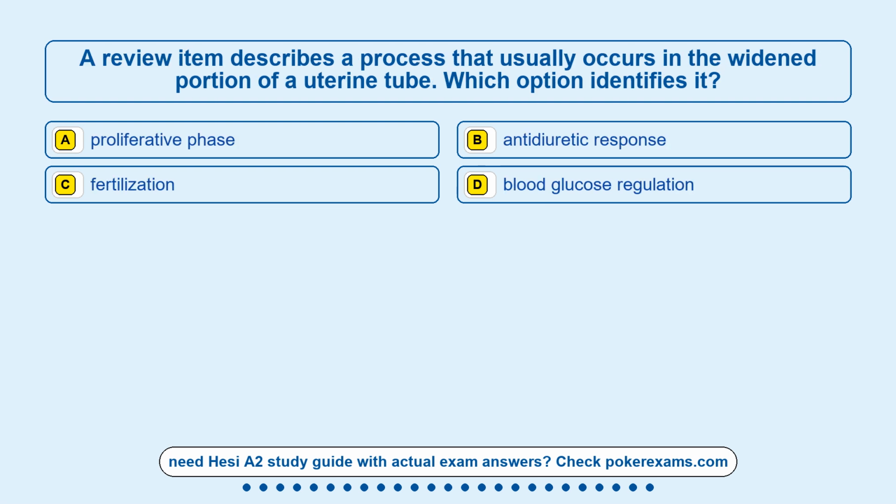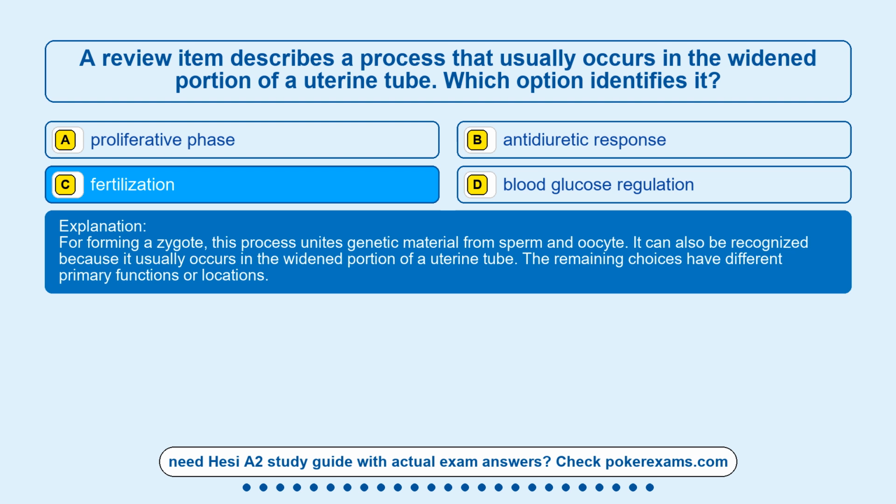Question 6. A review item describes a process that usually occurs in the widened portion of a uterine tube. Which option identifies it? Option A, proliferative phase. Option B, antidiuretic response. Option C, fertilization. Option D, blood glucose regulation. The correct answer is option C, fertilization. For forming a zygote, this process unites genetic material from sperm and oocyte. It can also be recognized because it usually occurs in the widened portion of a uterine tube. The remaining choices have different primary functions or locations.